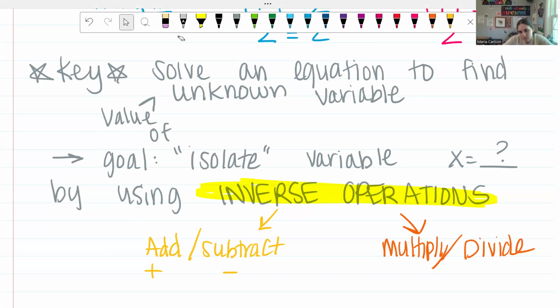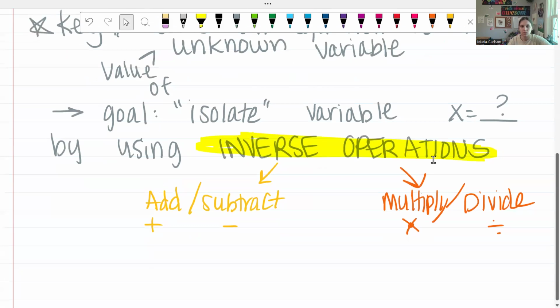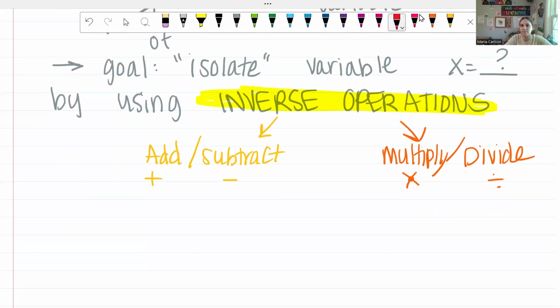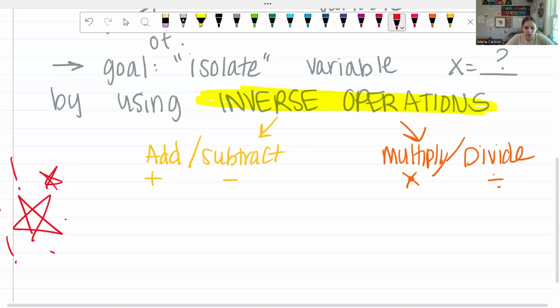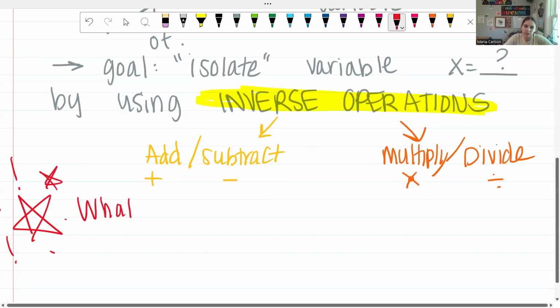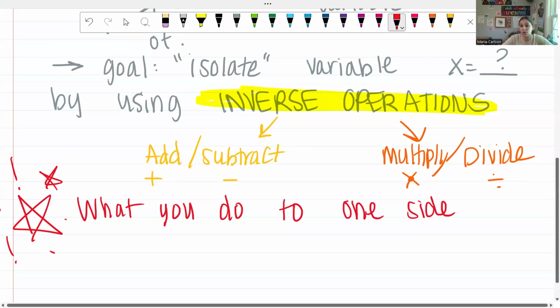Super, super key. I'm going to say this a lot, especially in class. Put a bunch of stars. This is so important. What you do to one side, this is specifically one side of your equals sign, you must do to the other.